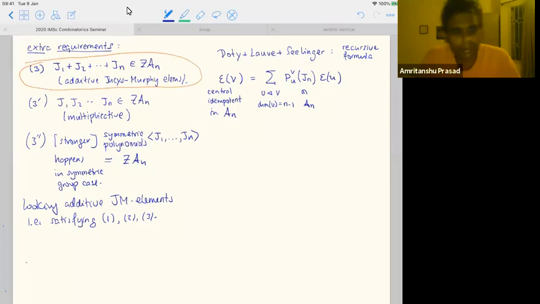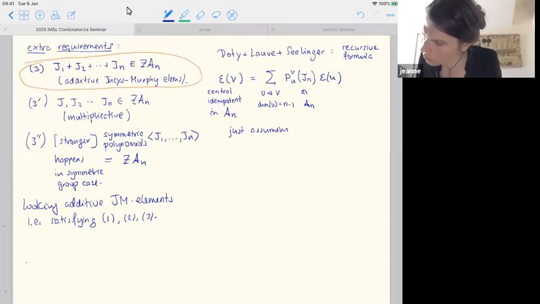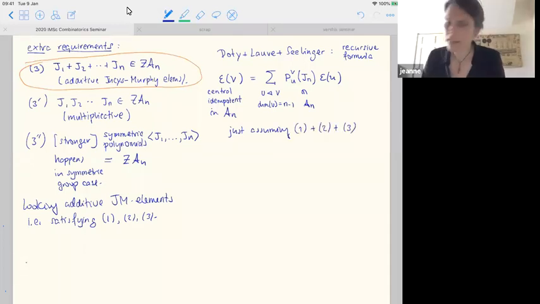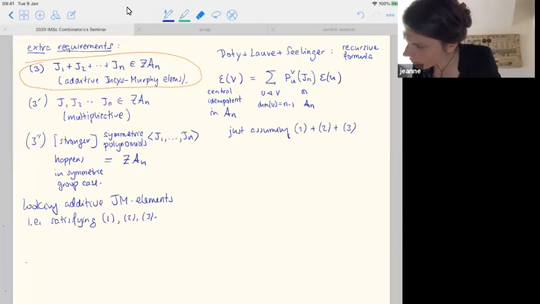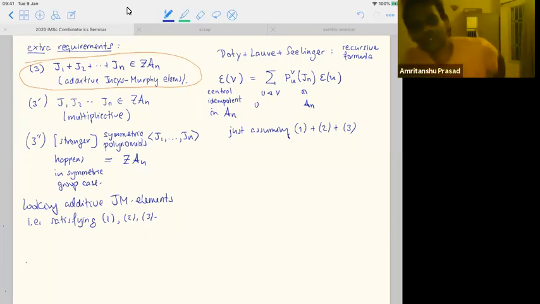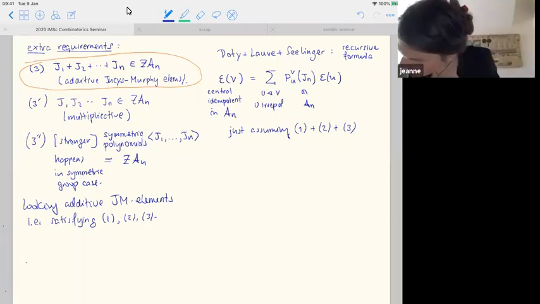Once again, I'm just assuming 1, 2, and 3 here to get this. Jeanne, I'm not sure about this condition. Dimension of U is n minus 1. What does that mean in Sn? I'm sorry, not dimension. Didn't mean that. U is an irrep, just an irreducible of A_{n-1}. Of A_{n-1}, just the next layer down.